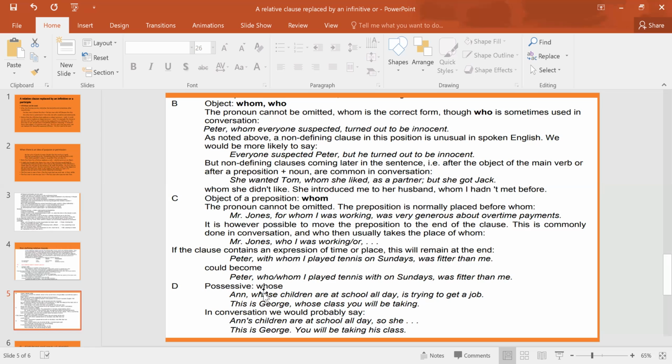Here, Peter with whom, and here you can say Peter who I play tennis with on Sundays was fitter than me. These are the same examples. Please check them on your own.